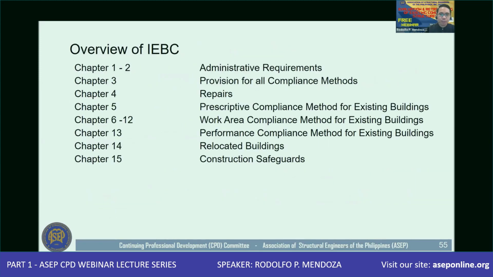So as an overview of IEBC, basically there are only 15 chapters. And it is important to note that IEBC is not just focused on structural. It's a complete document that considers fire, architectural, and other disciplines. So it is really a whole document for existing structures that is not only catering to structural evaluation.